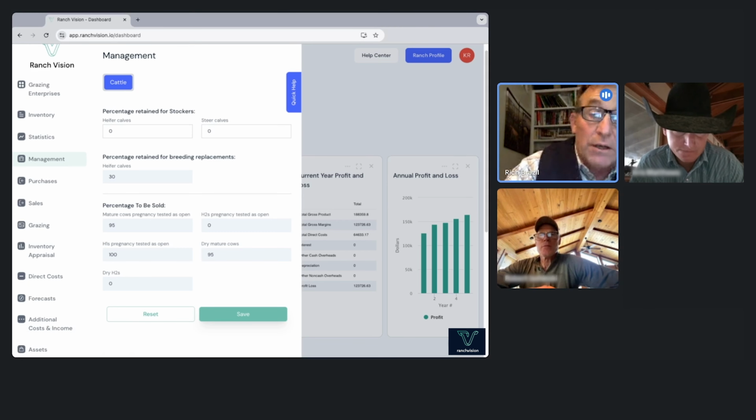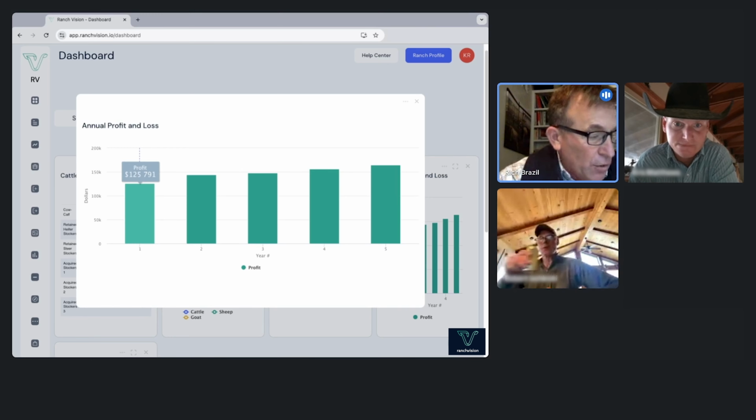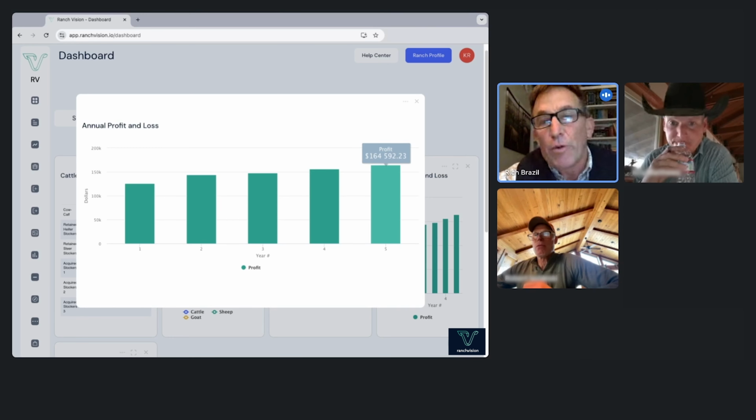And so now let's take a look back again at our profit and loss. We're not going to see the impacts as much at the beginning, but even in year one, it's from, I think it was, $116,437 to $125,791. So that's over a $9,000 increase in profit year one. And then going down, year 5 before was $139,635, and this will bring it up to $164,592. So that's a $25,000 increase in profit each year.